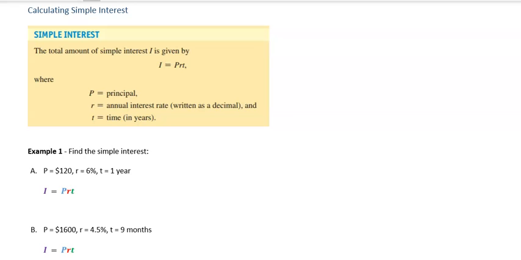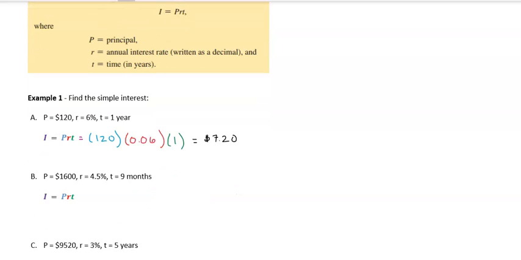All right, so the first one, we've got the principal is 120, the rate is 6%, and we're talking about 1 year. So we're just going to plug all of this in. The principal is 120. The rate is 6%, and we want to write that as a decimal, 0.06. And the time is 1 year, so we just put 1. Okay, so 120 times 0.06 times 1, and when you put these in your calculator, you can just put them all one times the next, is $7.20. So the interest for 1 year on this amount of money would be $7.20.